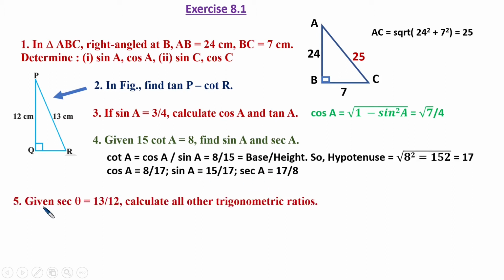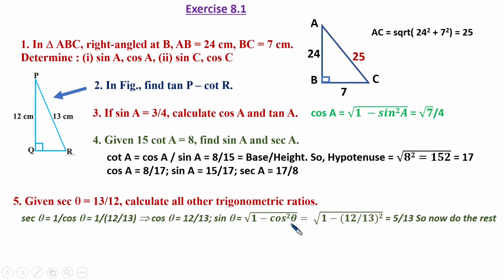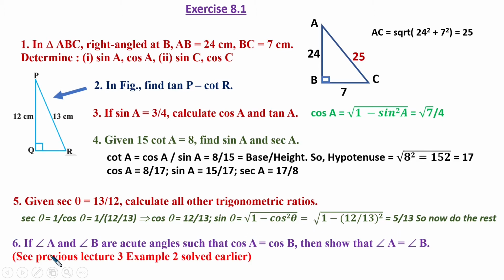Okay, now problem 5. Given sec theta is 13 by 12, calculate all other trigonometric ratios. So I can do this very simple. Sec theta is, I know, is 1 by cos theta. So this is cos theta. That means cos theta is 12 by 13 because this I bring it down, reciprocal of it. So once I know what cos theta is, I can find sin theta because I can substitute here cos theta and I have sin theta as 5 by 13. So once you know cos theta and sin theta, you can find what is tan theta, what is cot theta and other trigonometric ratios. I will not do this here. Please kindly do it.